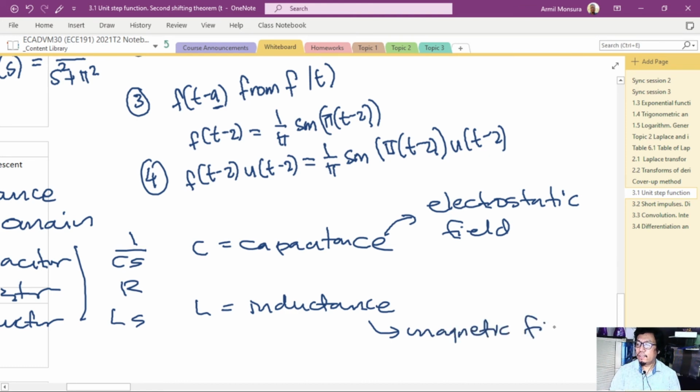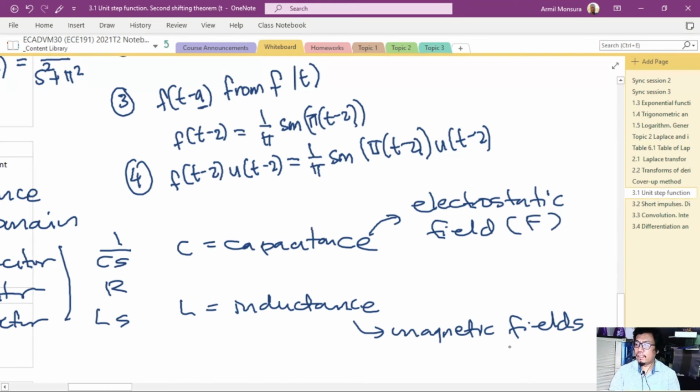Units: the unit of capacitance is farads. The unit of inductance is henrys, H. Of course, the unit of resistance is ohms. So please do remember that.